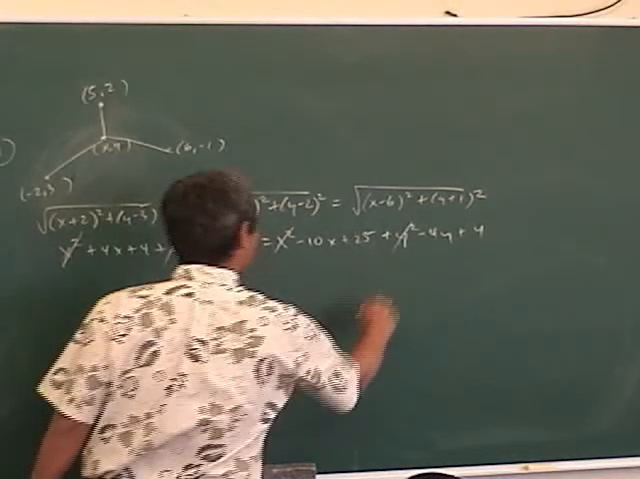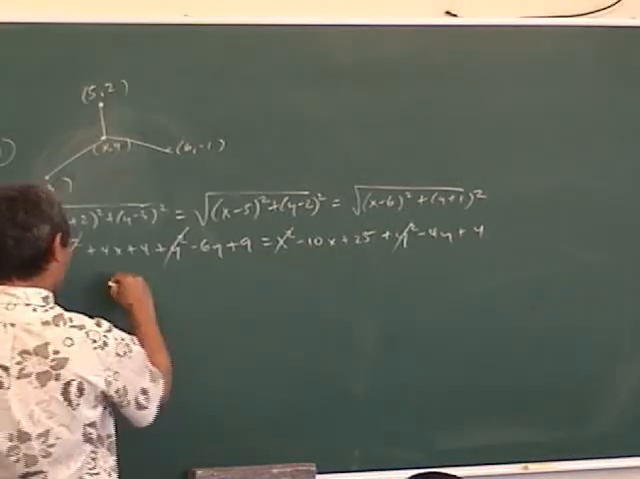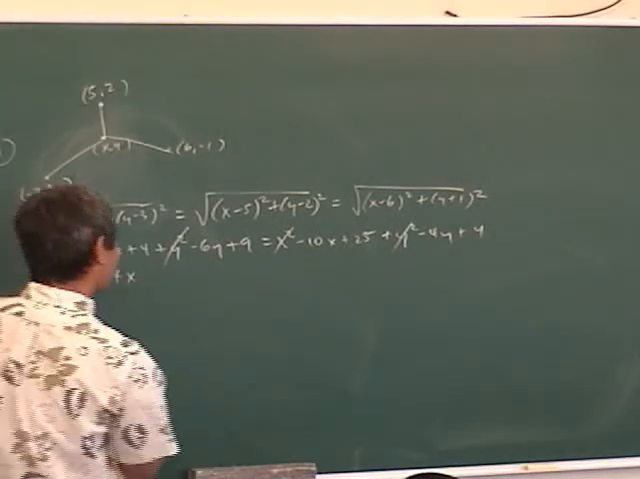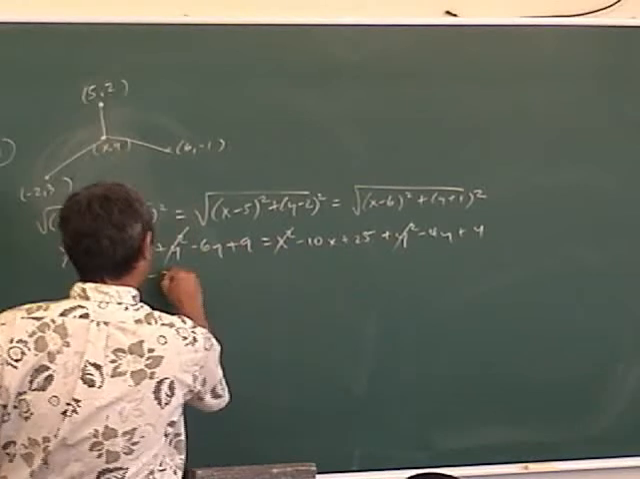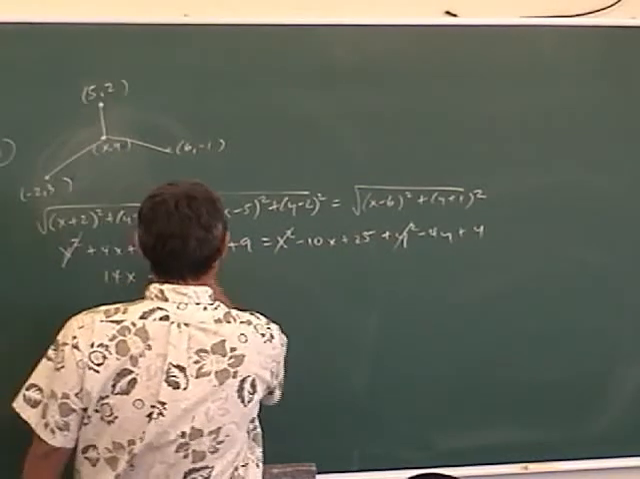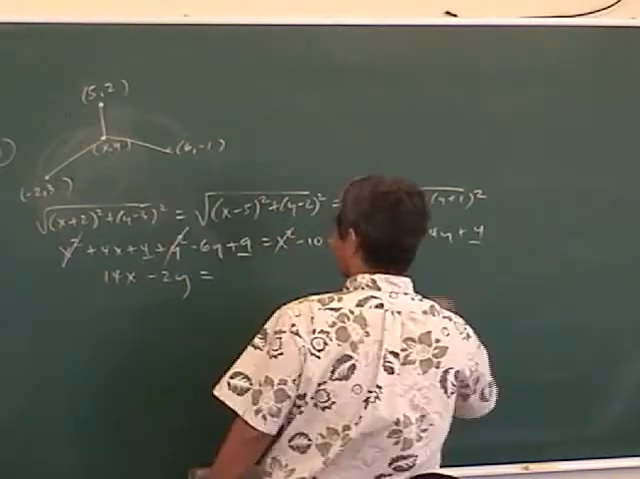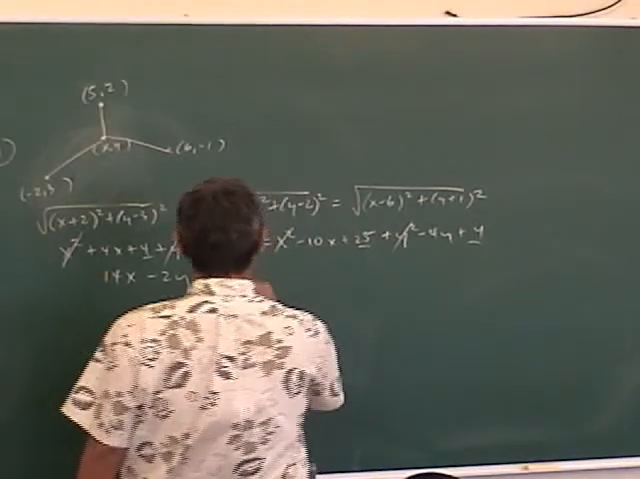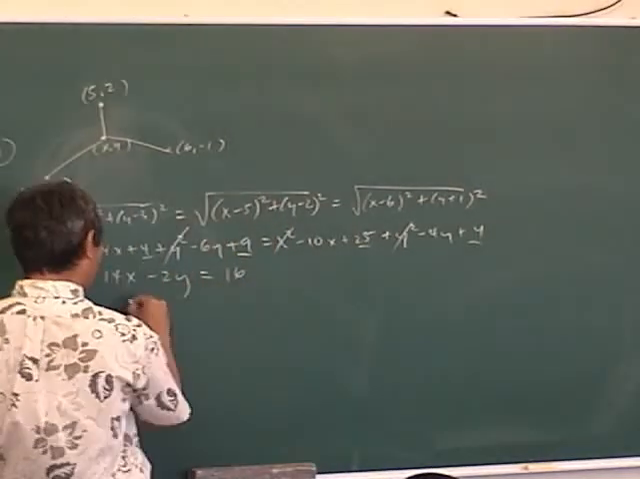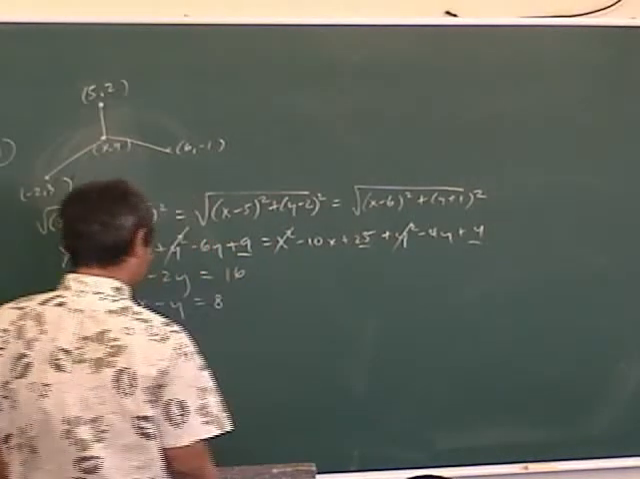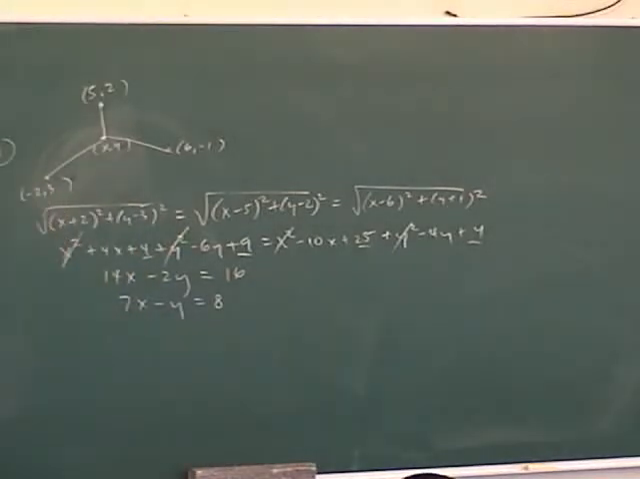The y squareds cancel out. And look, I bring this over on this side, that's 14x. I bring the y on this side, that's minus 2y. And then this is 13, and this is 29. So if I subtract 13, that's 16. But you can reduce by 2, so 7x minus y equals 8. Hey, that's an equation of a line. What do you think the significance of that line is?